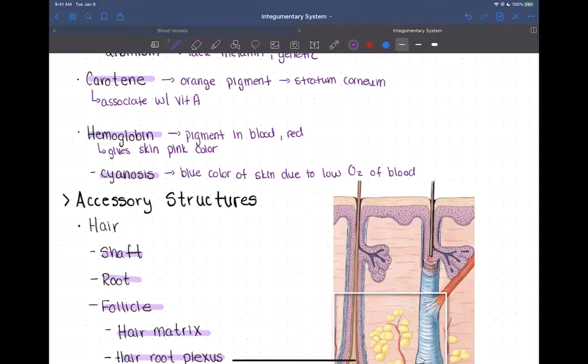Okay, so we're going to stop there for this video, and so then in the next one we'll pick up talking about accessory structures of the skin. So this would be the hair, the nails, different glands, and that sort of thing.